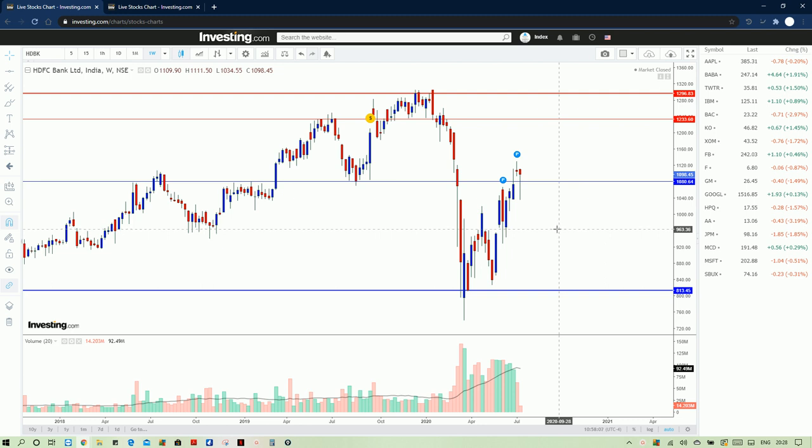What is accumulation and distribution? Even though you identify support and resistance, there is a particular zone where the stock gets accumulated, and there is a particular zone where the stock gets distributed. Accumulation is nothing but a particular zone where the stock gets bought, something like this.